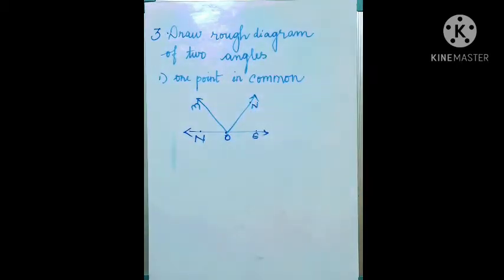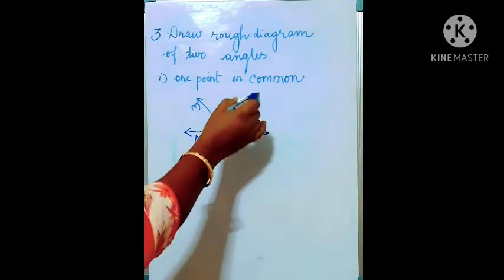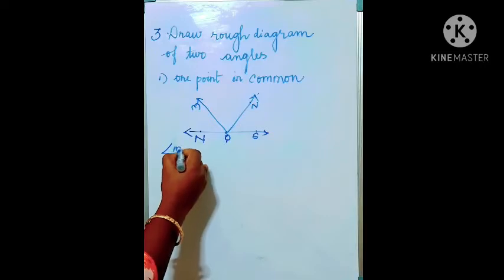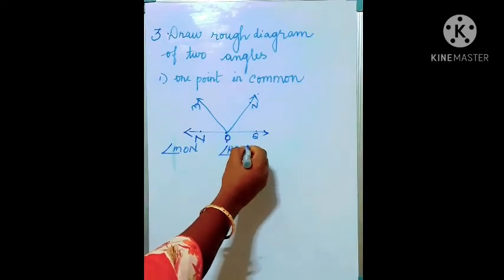So what are the angles that can be formed? Angle MON and angle ROS.